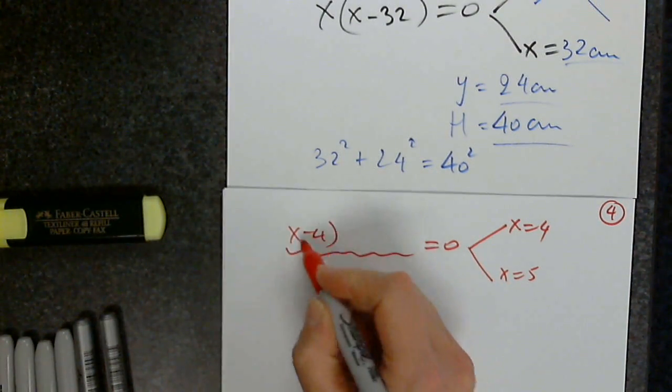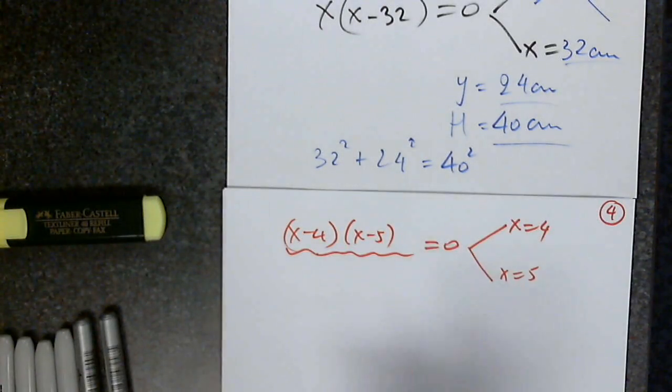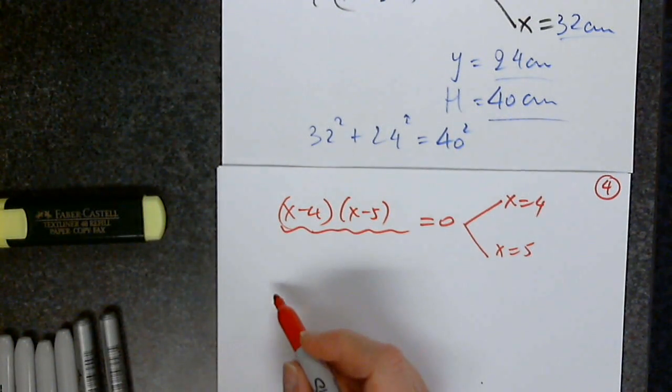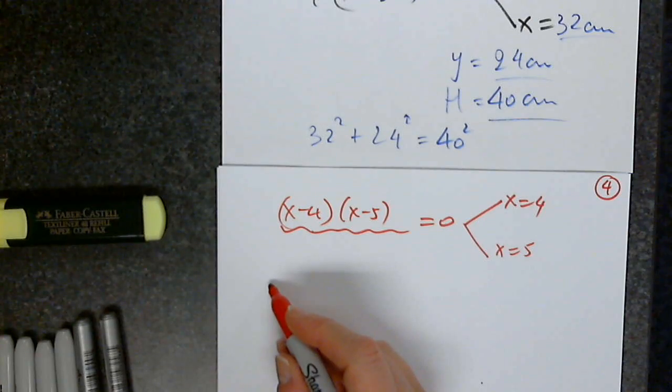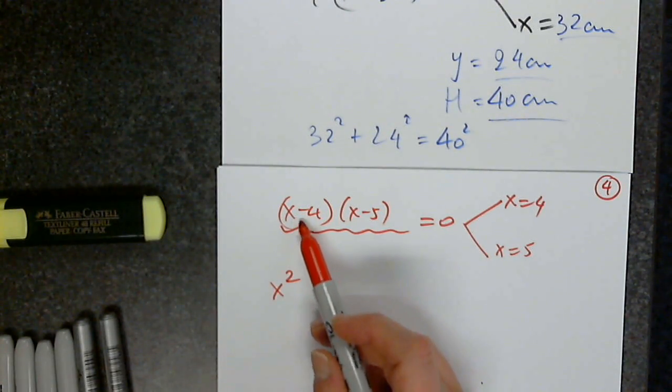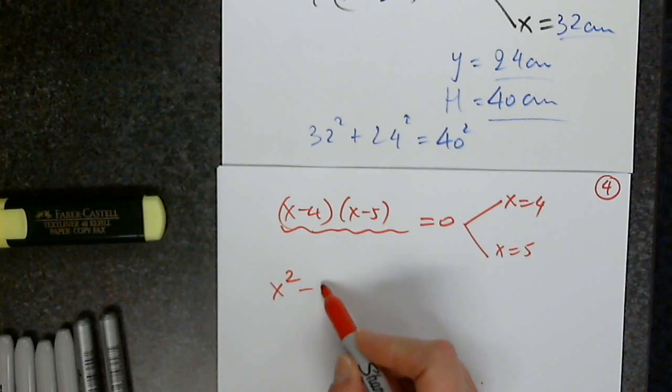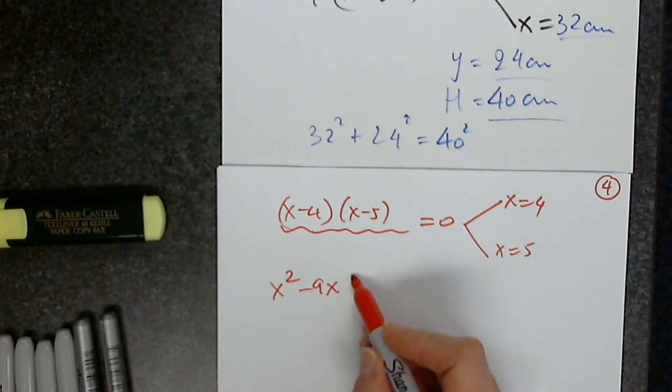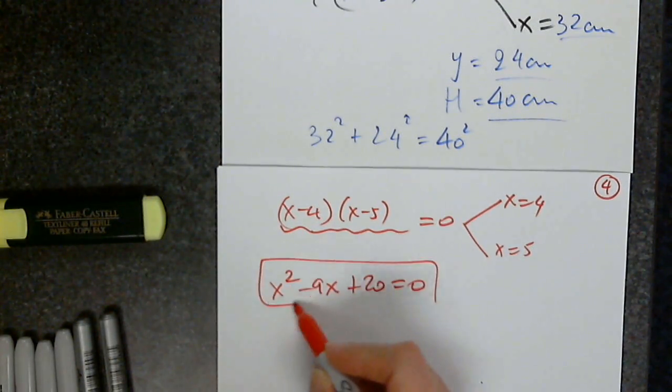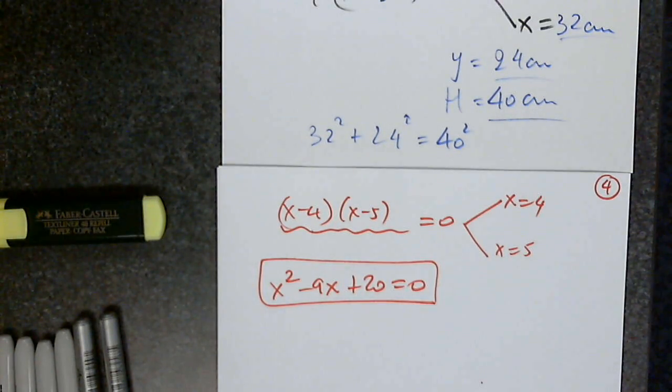Correct. x minus 4, x minus 5, and now I have to distribute. And when you distribute, what do you get? Minus 5x minus 4x, and then plus 20. This is the equation that has these two solutions. We went backwards. Very good. Anything else? This was number 56.